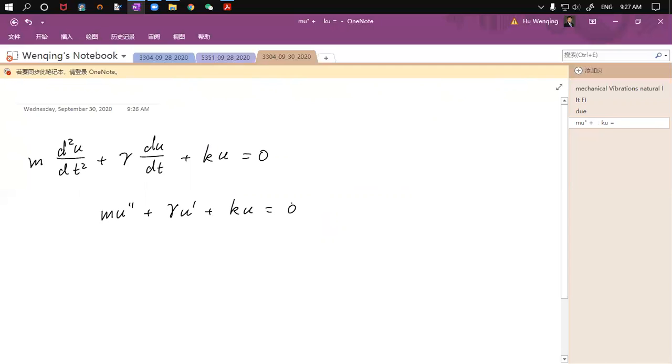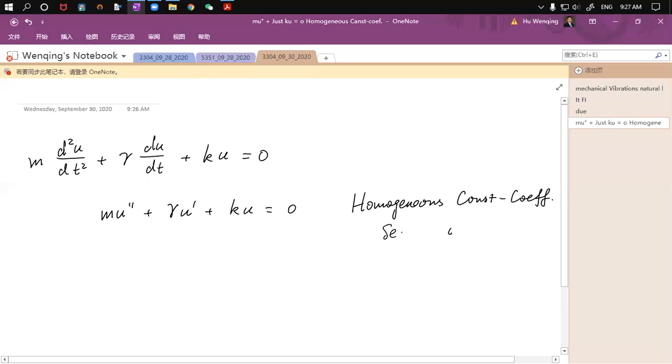This is a type of differential equation we really know how to solve. Is that good, family? What's this type of differential equation? It's a homogeneous constant coefficient second order ODE. It's a homogeneous constant coefficient second order differential equation. Very simple, homogeneous, and this we know how to solve. We solve it by the characteristic equation.